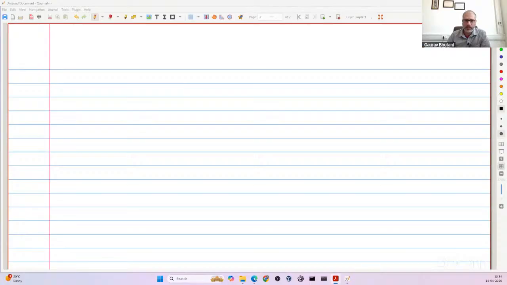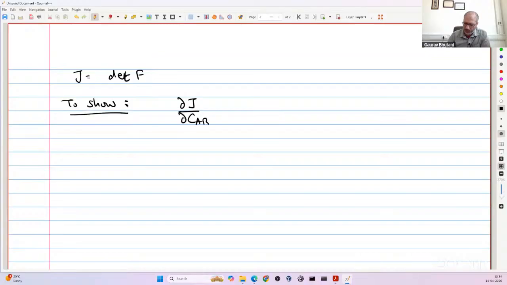So what we are showing is that the Jacobian, which is basically determinant of F, let's write that. So what we want to show is the partial derivative of J with respect to CAB is equal to J by 2 times the AB term of C inverse. So that's exactly what we needed to express PK2 for this Neo-Hookean material.